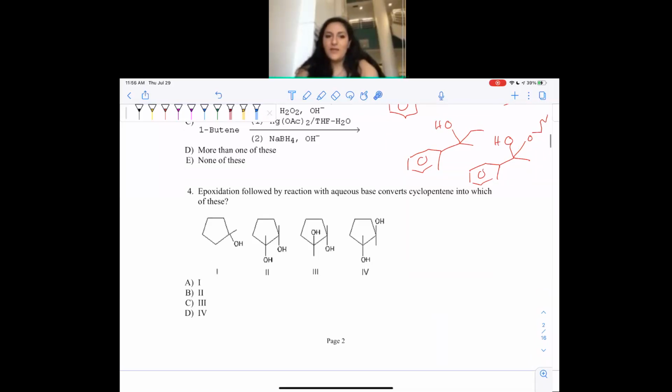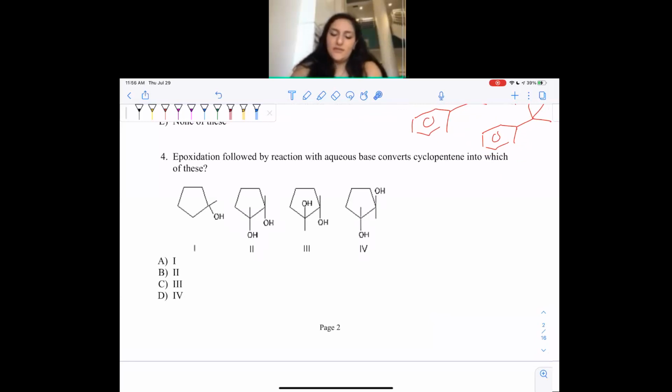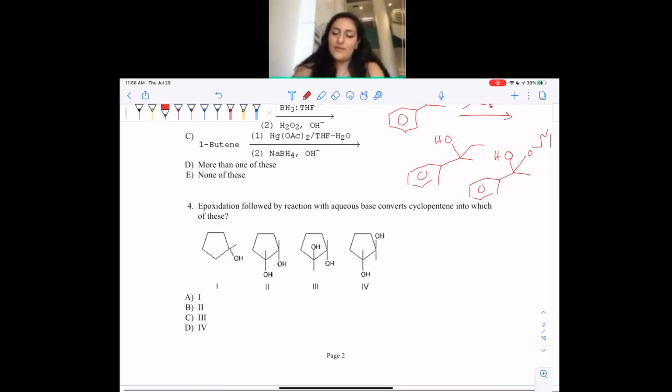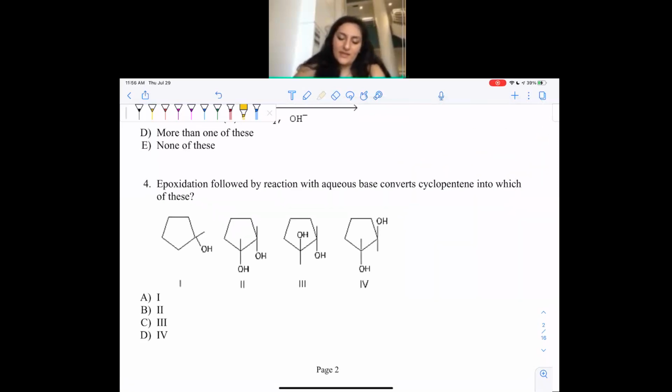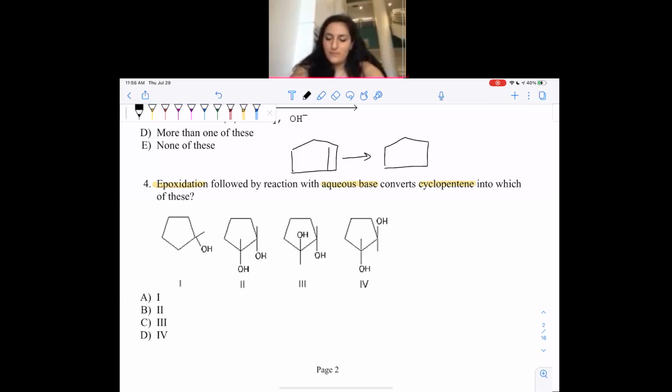Okay, cool. So this one is a good example of being able to read the question and figure out exactly what it is asking you. It says an epoxidation followed by reaction with base, cyclopentene. So we're starting with cyclopentene and doing an epoxidation. That's all that means. We go from a double bond to an epoxide.